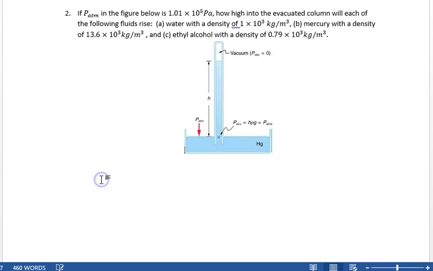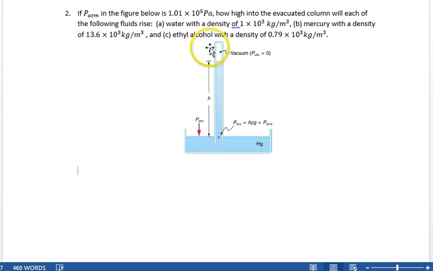All right, exam 3, problem 2. What we have here is a fairly standard setup to demonstrate atmospheric pressure, and normally this would be mercury. We're going to do one example with mercury. We're going to also do water and ethyl alcohol.